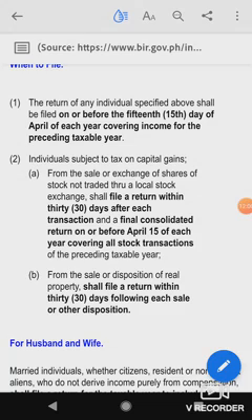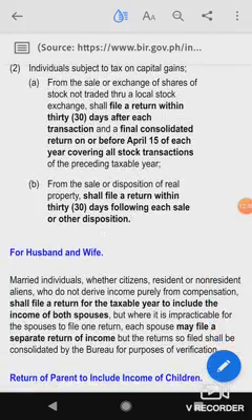Letter B, from the sale or disposition of real property shall file a return within 30 days following each sale and other disposition. So the first one is on capital gains, which is one of the example, stocks trade or investment trading, which will be reported 30 days after each transaction. And the second one is sale or disposition of real properties, that will be the same. The income tax will be filed 30 days following each sale or other disposition.